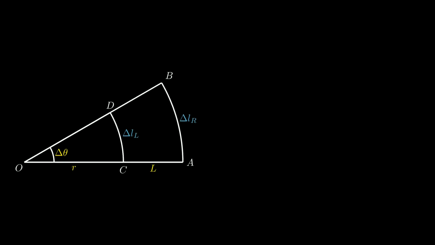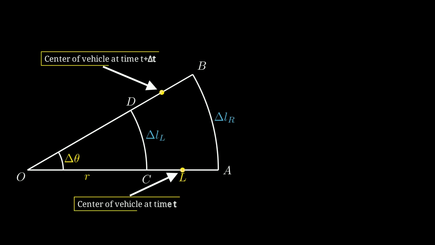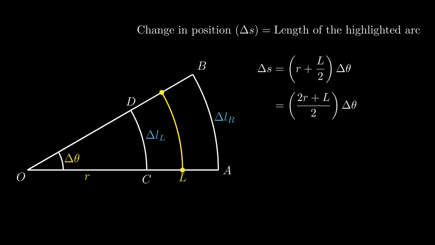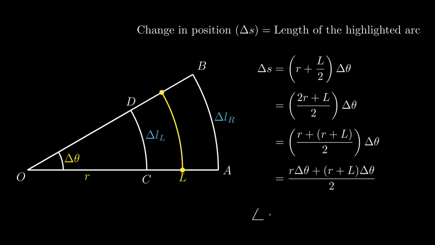Next, we need to find the change in position of the center of the car, which is equal to the length of this highlighted curve. Using the same S equal to R theta and the previous relations, we see that the required distance is just the average of the distances travelled by the two wheels.